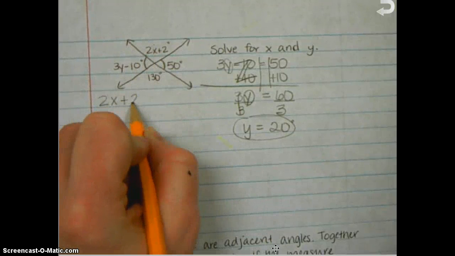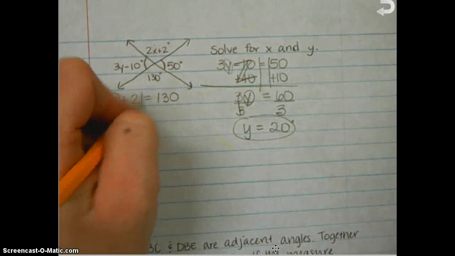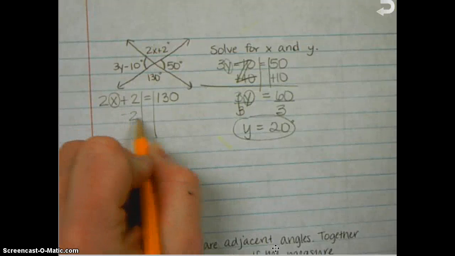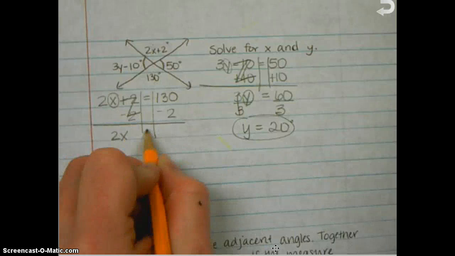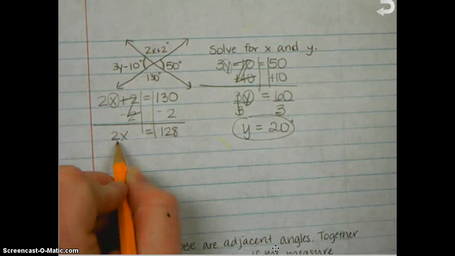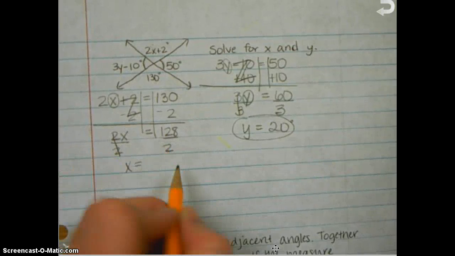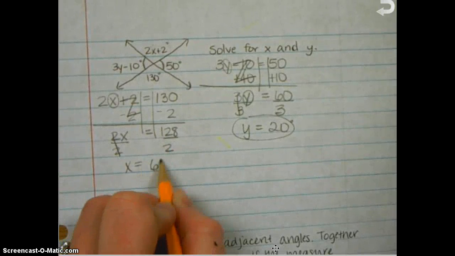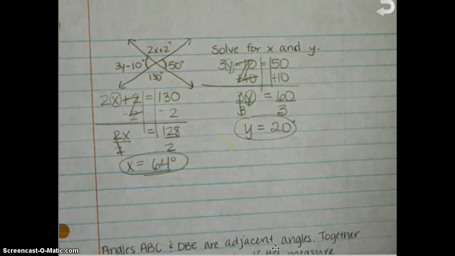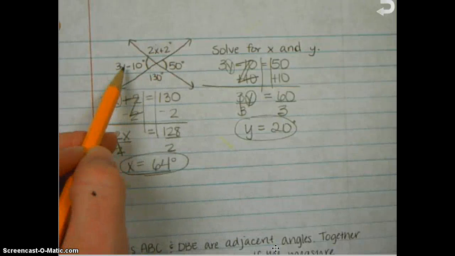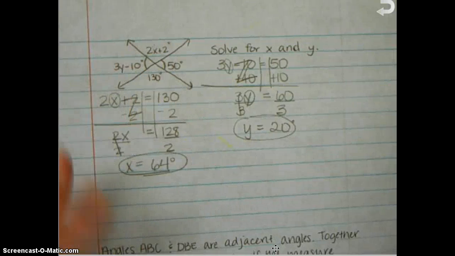2 times x plus 2 is equal to 130. So I need to solve for x. 2-step equation. Subtract 2. Zeroes out. 2 times x is equal to 128. Divide by 2. Divide by 2. You're left with x. That'd be 64. And that's what x would be. So you're going to have to know your previous knowledge about 2-step equations and your current knowledge that these are vertical angles and that they are equal.